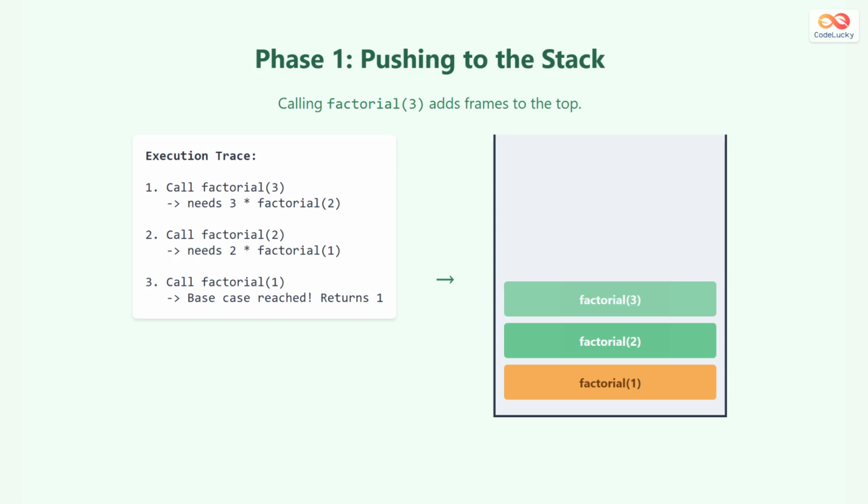Let's trace what happens when we calculate the factorial of 3. First, we call factorial 3. It needs the answer for factorial 2, so it pauses and adds a new frame to the stack. Factorial 2 needs factorial 1, so it also pauses and adds to the stack. We keep building up this stack until we hit the base case.